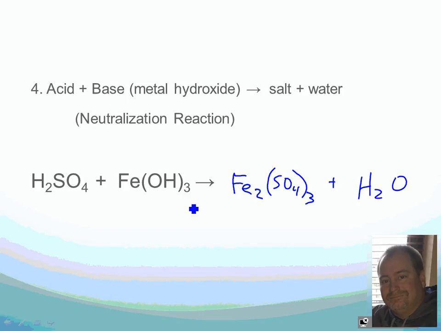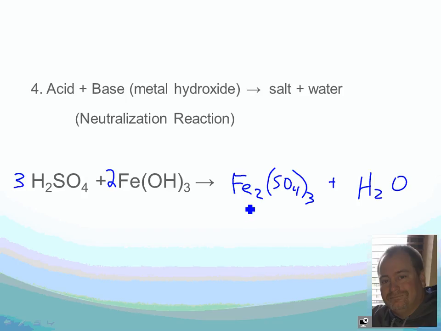Now, are we balanced? No. Where am I going to start? I'm starting with SO4, my polyatomic. So, on my product side here, I have three, so I'm going to put a three here. Now I'm going to go to iron. How many iron do I have here? Two. So I'm going to put a two here. Now I've got my sulfate and my iron taken care of.